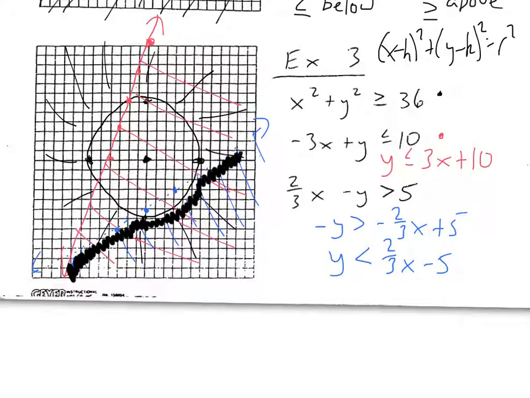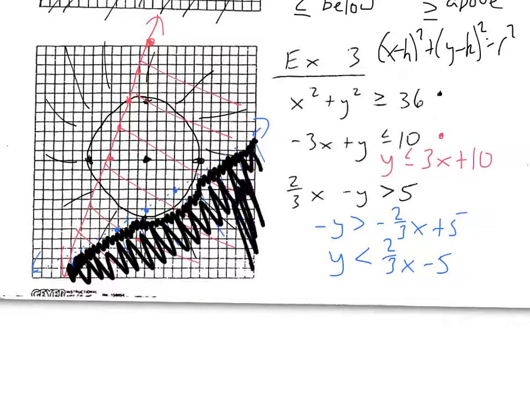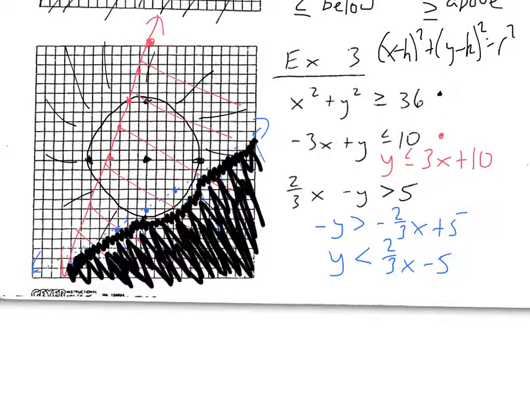Notice I won't go above the blue. So there's my border. It's got to be everything below that border right there. So I just shade that section in nice and dark. Those are all the points that make all three inequalities true.